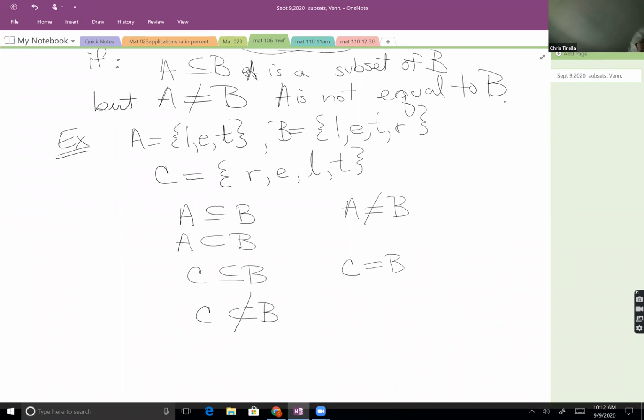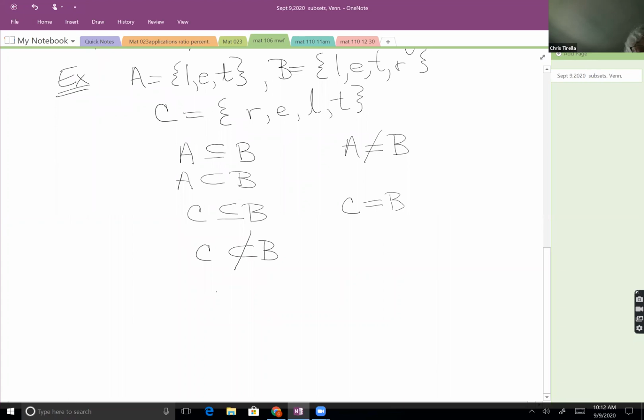So whenever they're both equal to each other, they'll never be a proper subset. Spot on. So we can say that B is a subset of itself, but B is not a proper subset of itself because it's equal to itself.